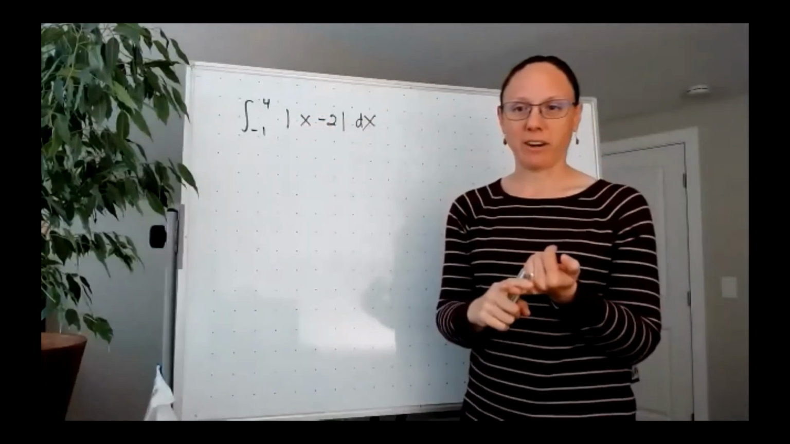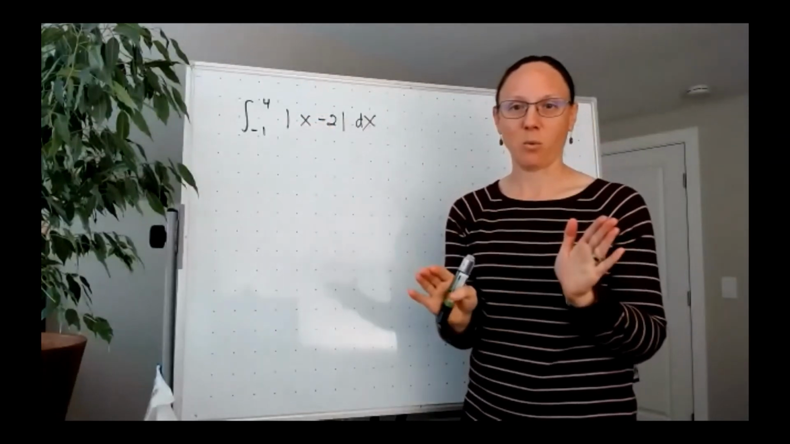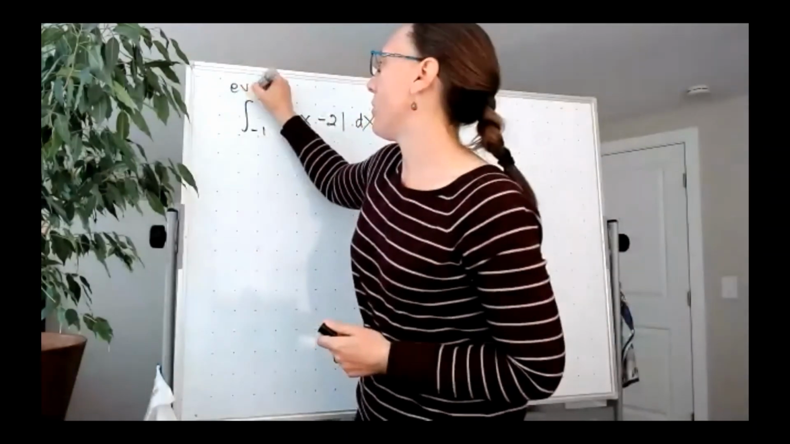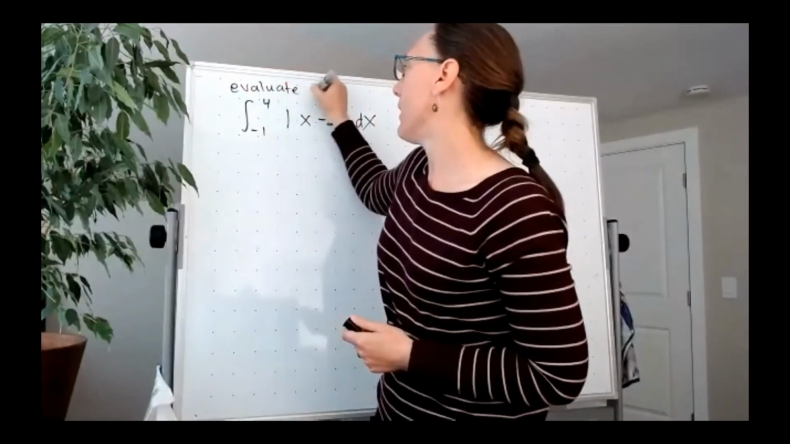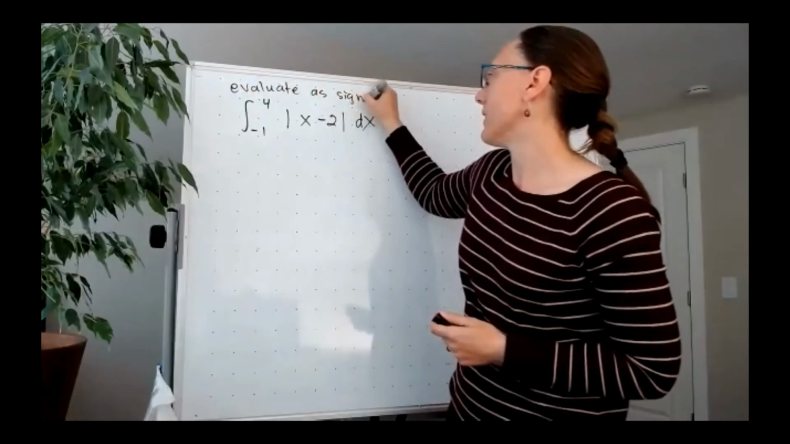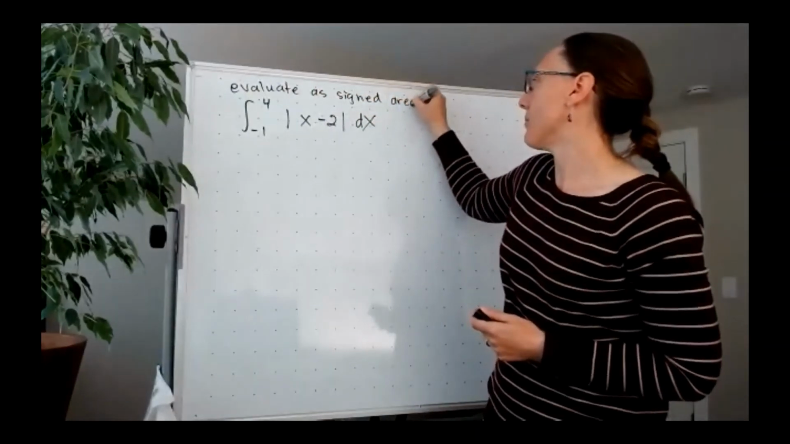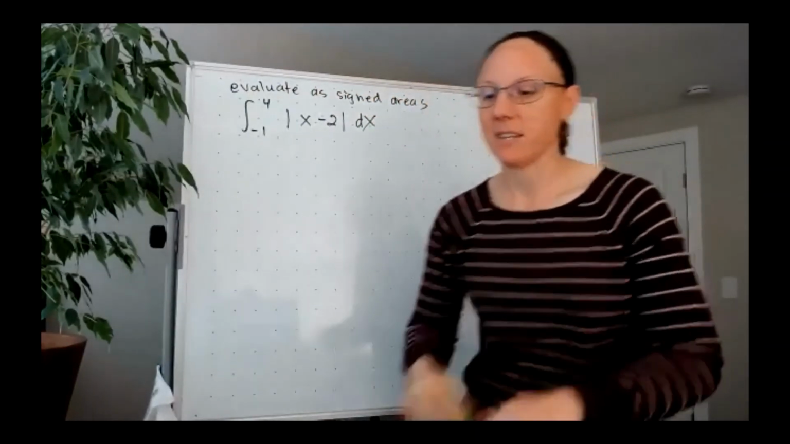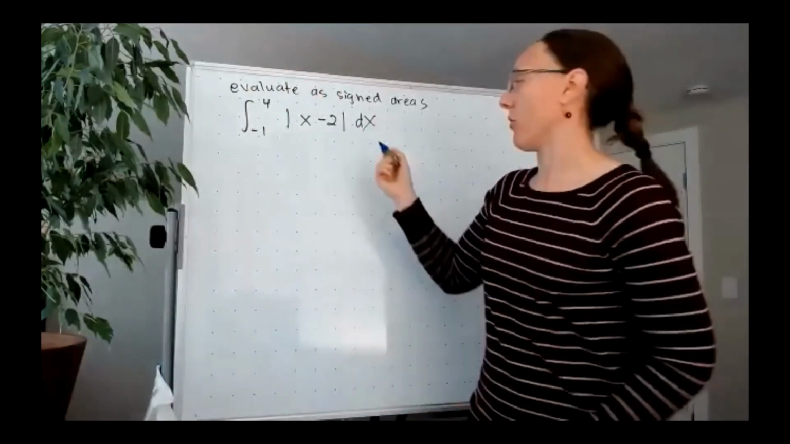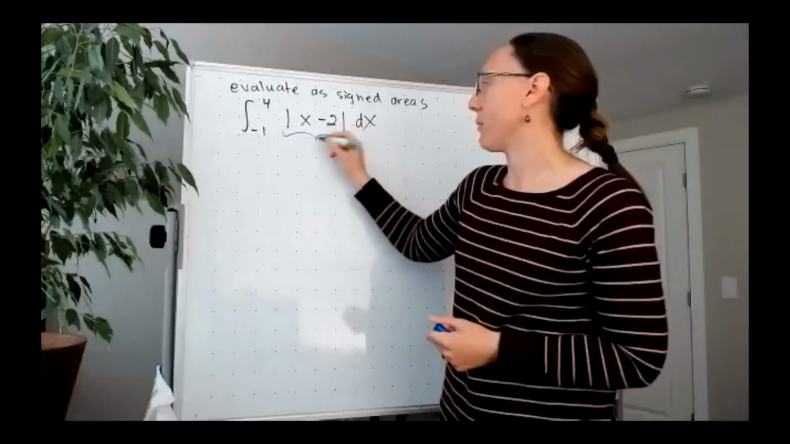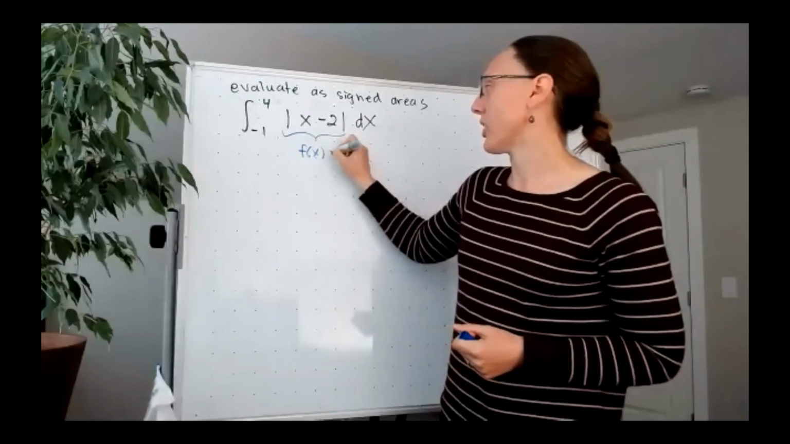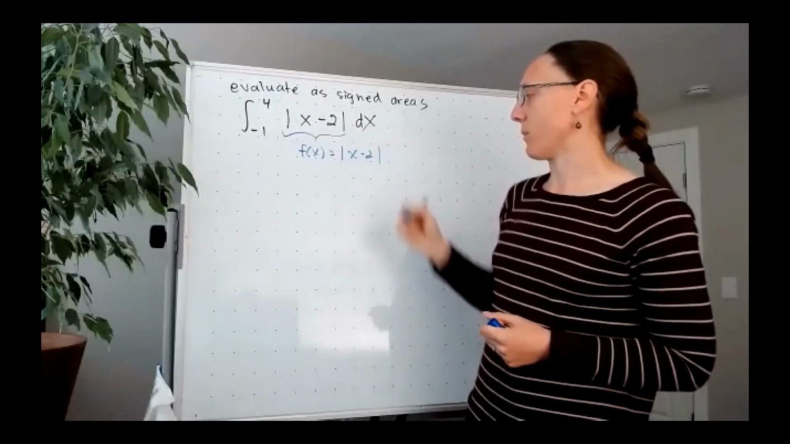Yes, we could write out a Riemann sum for it, but that's not what we're going to do. We're going to evaluate as signed areas. What that means is I'm going to look at this definite integral, and I'm going to start by graphing my function. So here the function is the absolute value of x minus 2.